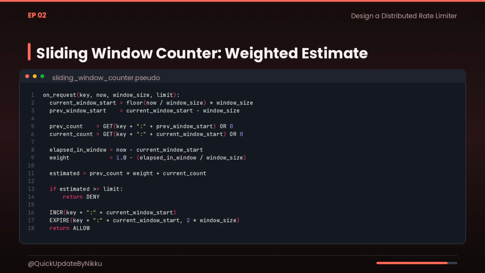The weight calculation is the algorithm's core insight. If the window is 60 seconds and you are 30 seconds in, the elapsed fraction is 0.5, so weight equals 0.5. That means half of the previous window's requests are estimated to fall inside your current rolling window. Notice the expire is set to 2 times the window size, not 1. When the current window later becomes the previous window, it must still be alive for the next window's requests to reference it. Set it to 1 window size, and you introduce a subtle undercount bug during window transitions.